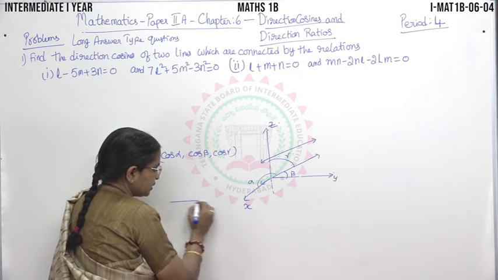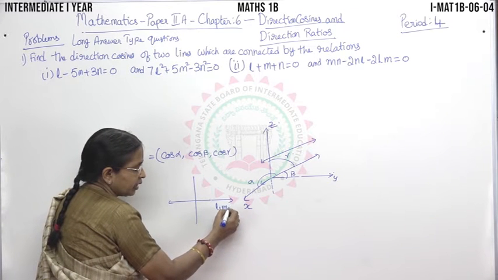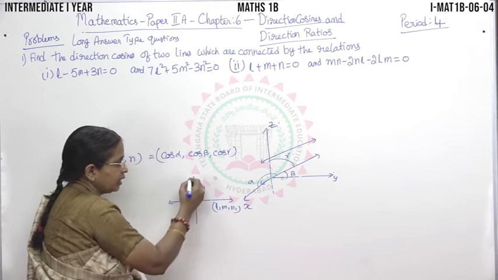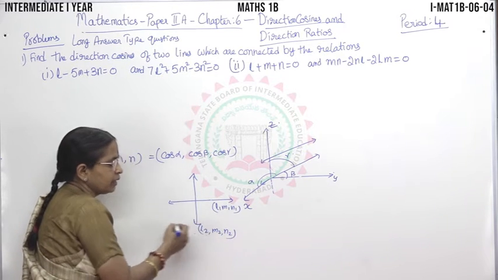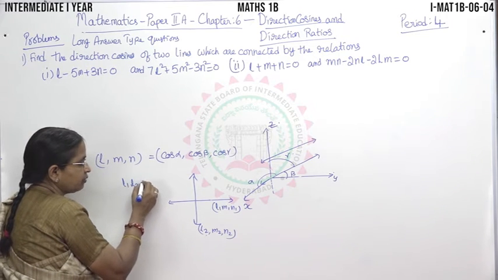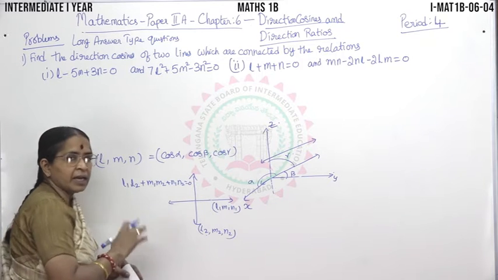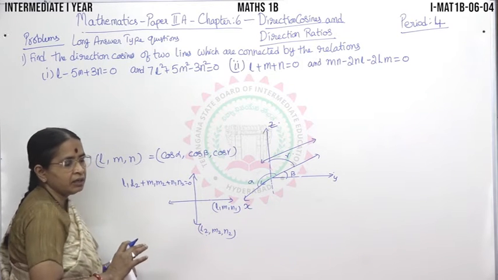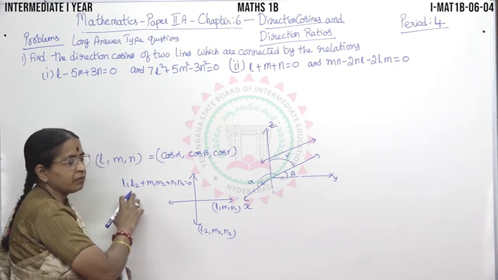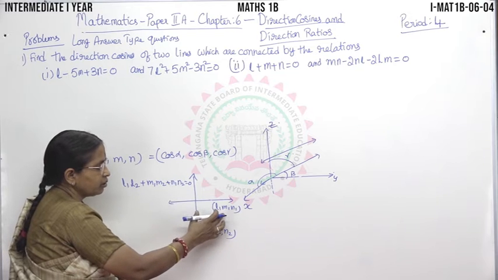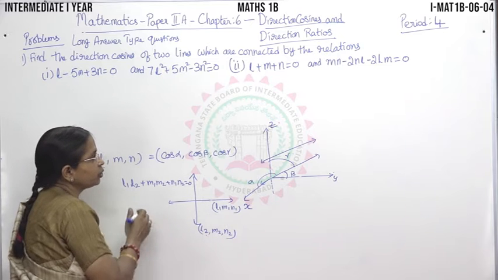Suppose there are two lines which are perpendicular to each other, and suppose L1, M1, N1 are the direction cosines of one line, and L2, M2, N2 are the direction cosines of the perpendicular line. Then they will satisfy the condition L1 L2 plus M1 M2 plus N1 N2 is equal to 0. So if the lines are parallel, their direction cosines are equal. If the lines are perpendicular, they satisfy this property, where L1, M1, N1 and L2, M2, N2 are the direction cosines of the two lines.